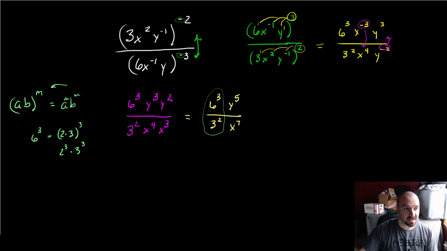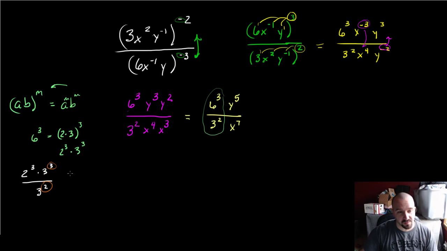If I do that, now I've got this 3 squared, I really have 2 cubed times 3 cubed over 3 squared. And now I have 3 3's on the top, 2 3's on the bottom, and when I divide them, that leaves me with 1 3 on top. So this is 2 cubed times 3. 2 cubed is 2 times 2 is 4, times 2 is 8, times 3 is 24. And because it's on top, it's 24 y to the 5th all over x to the 7th.